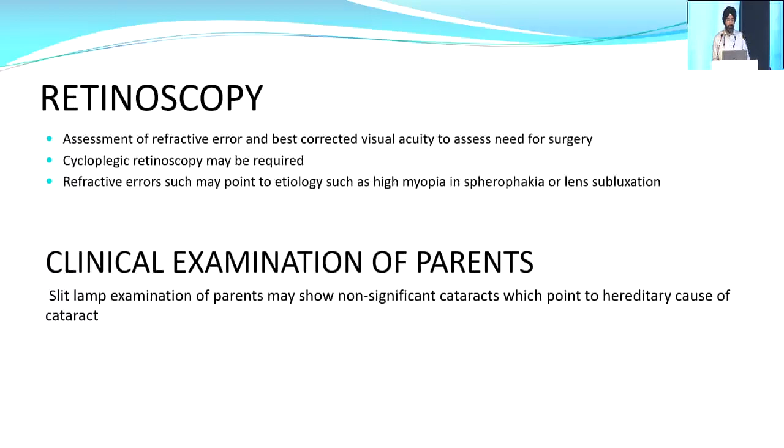So retinoscopy, if it's a unilateral cataract, yes, the other eye retinoscopy has to be done, very important, because your planning of IOL implantation, the power what you're going to use will be dependent on the other eye. And clinical examination of the parents, you have to see if it's a familial cause. You could have subtle opacities in the parents, and they've never noticed it.